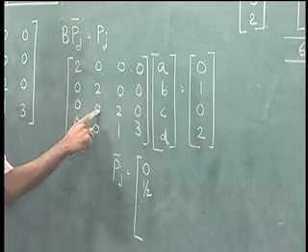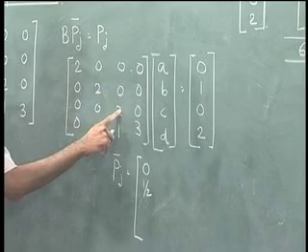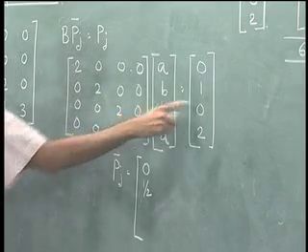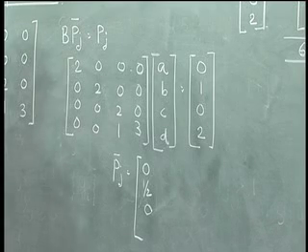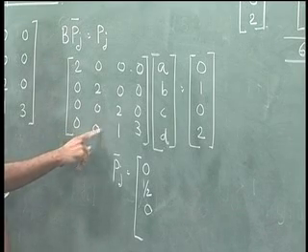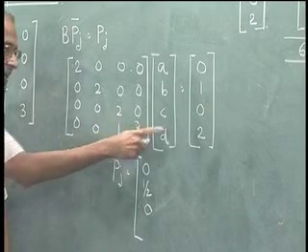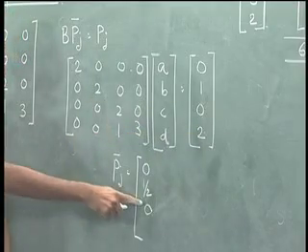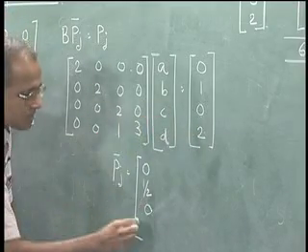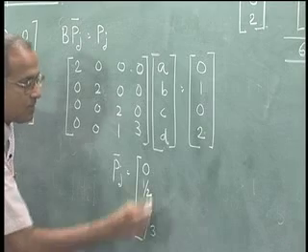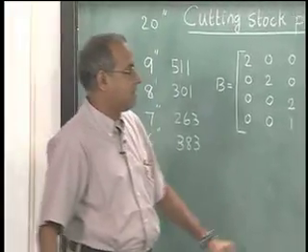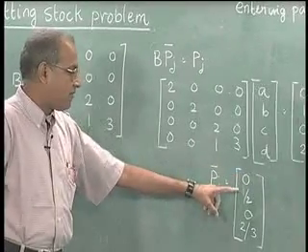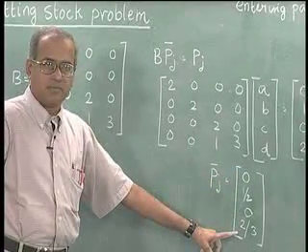0a plus 0b plus 2c plus 0d is equal to 0. So, this also gives us c equal to 0. 0a plus 0b plus 1c plus 3d equal to 2. c is already 0, 3d is equal to 2. So, d is equal to 2 by 3. So, this is P bar j corresponding to the entering pattern, which is 0, half, 0 and 2 by 3.